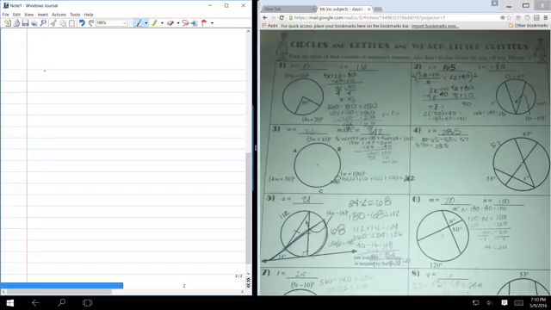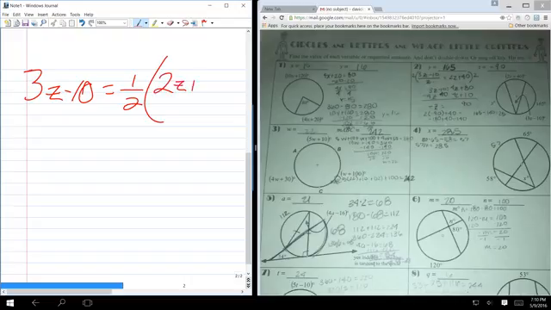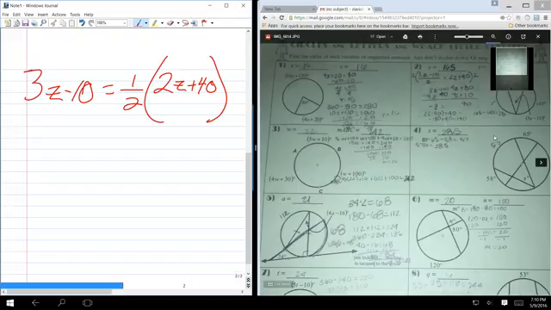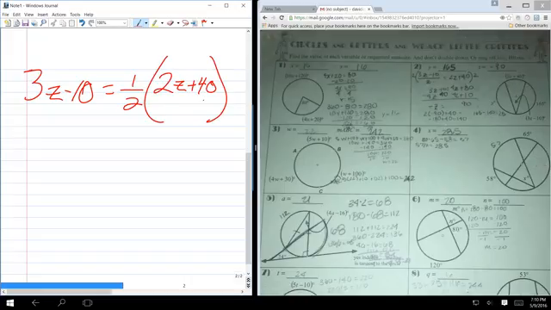So write it the way you see it, starting with the angle. 3z minus 10 is equal to 1/2 of that arc. And if you always do it this way, then there won't ever be a problem. In other words, don't start with the arc and try to figure out what it is relative to the angle. Always know that that inscribed angle is half of the arc that it intercepts. Now, do you have any problem solving for z? No. Looks like you got minus 90.